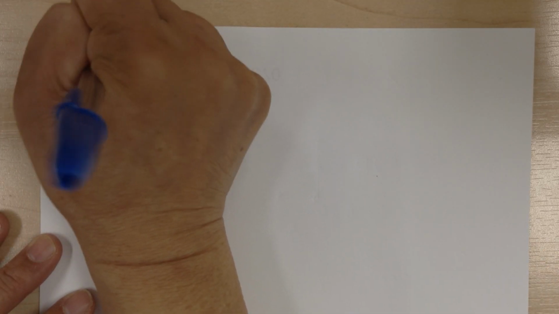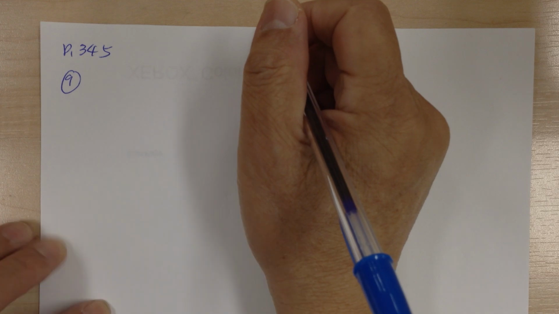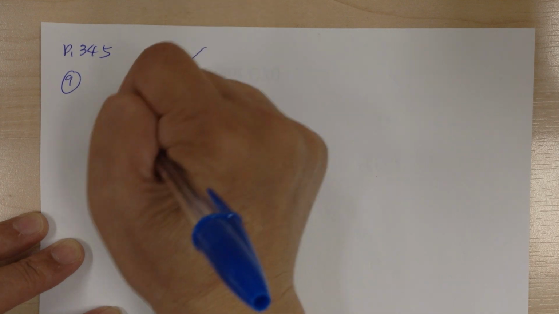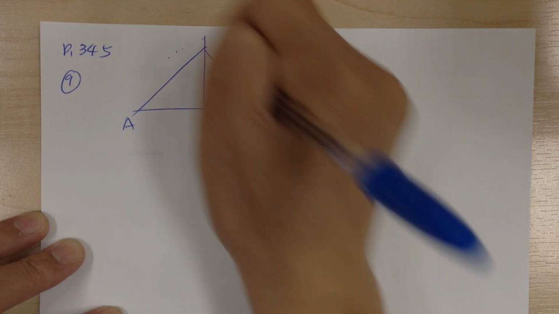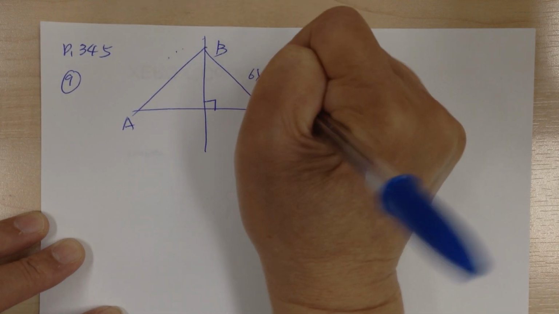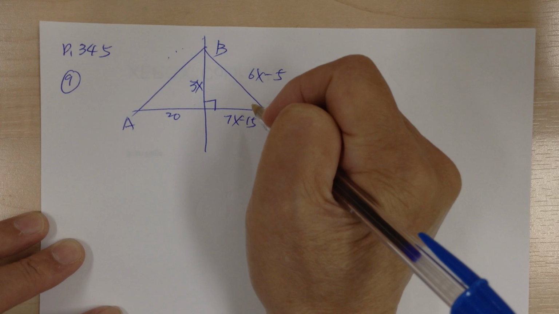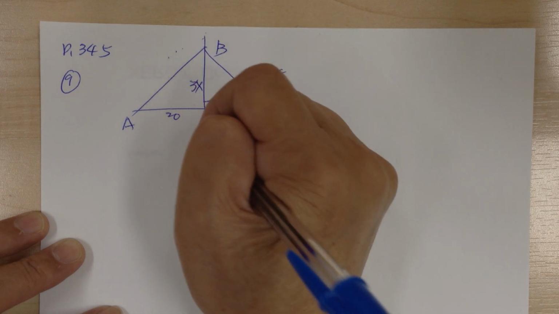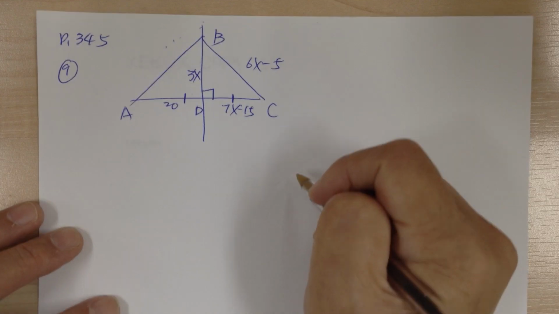Let's go to page 345, number 9. So in the diagram, BD is a perpendicular bisector of AC. So this is the perpendicular bisector. So right away we know that this has to be equal.